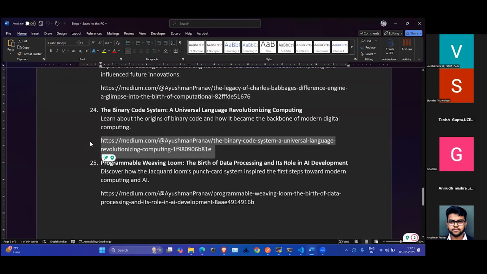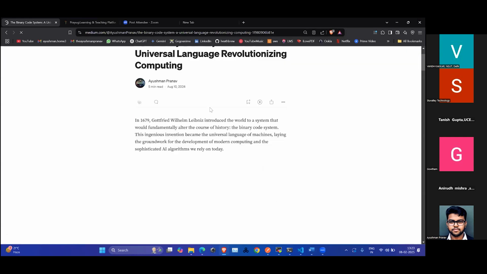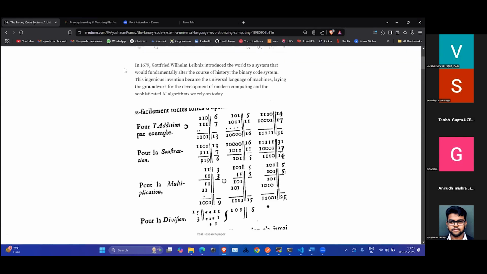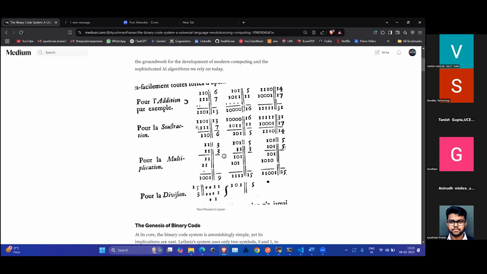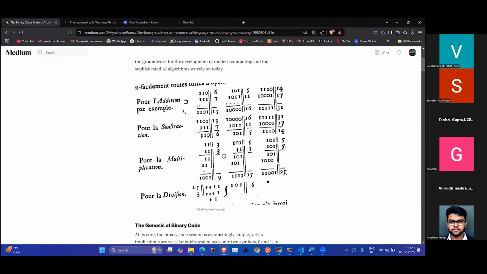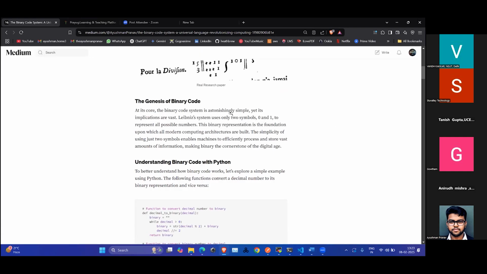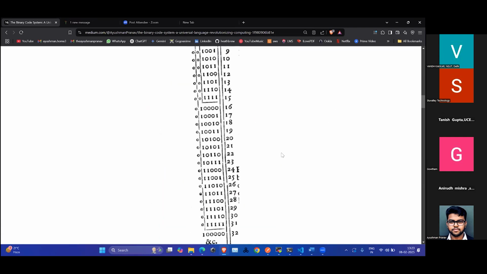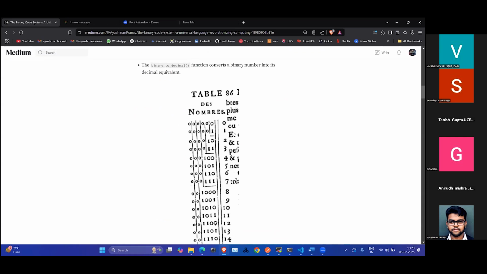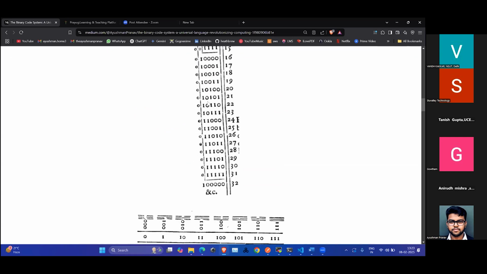This is the second one, based on binary code, where we first discuss how Gottfried Leibniz actually wrote it down. This is a screenshot from his actual research paper. That's how he explained the addition of binary digits, and then we explained how addition, division, and multiplication actually worked in his calculations. Everyone must have done this part in college, but this is how it actually happened in his research paper.